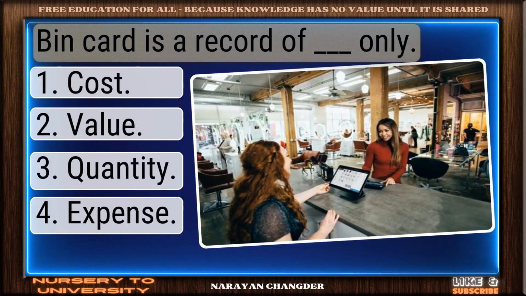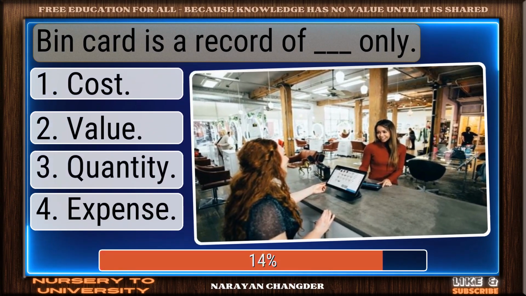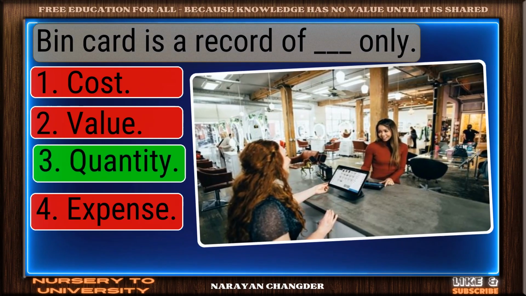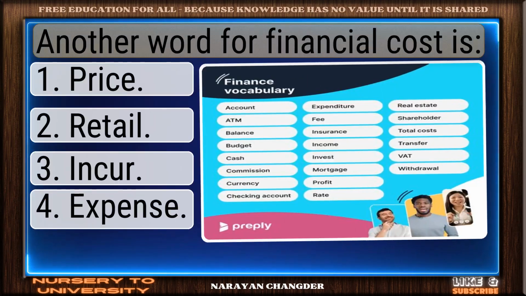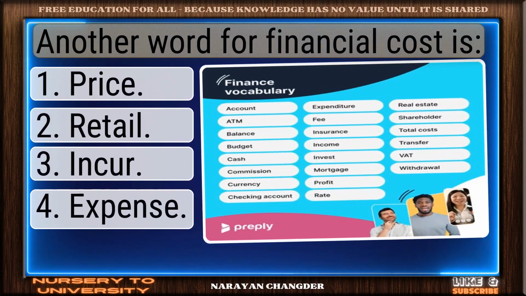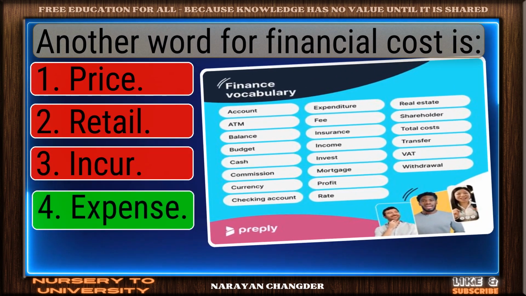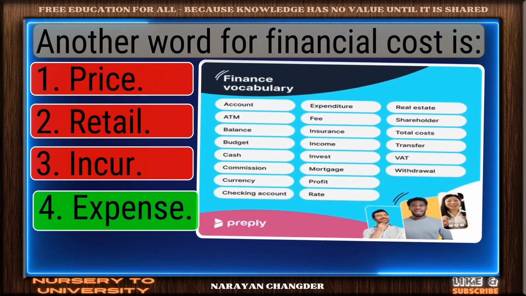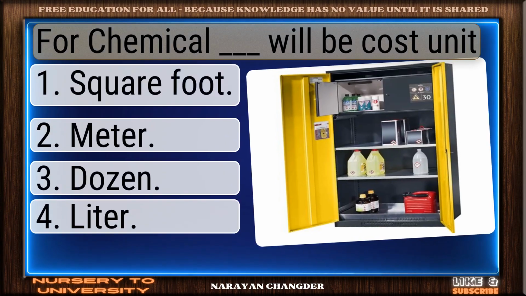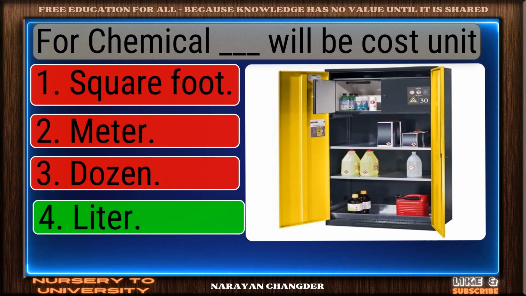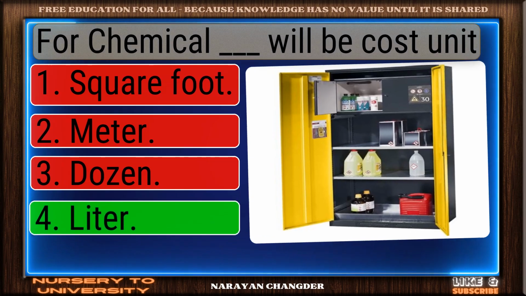Bin card is a record of ___ only. Valid point. Quantity is true. Another word for financial cost is... Excellent choice. Expense is right. For chemical, ___ will be the cost unit. Well done. Liter is right.